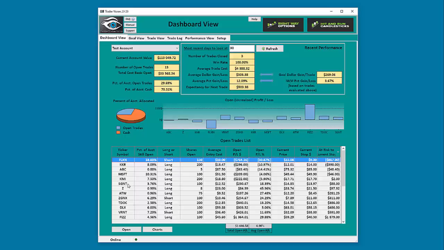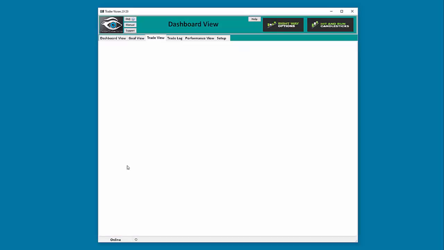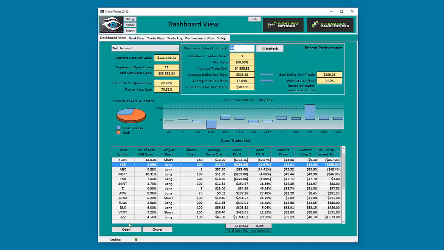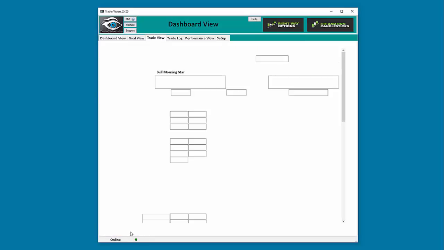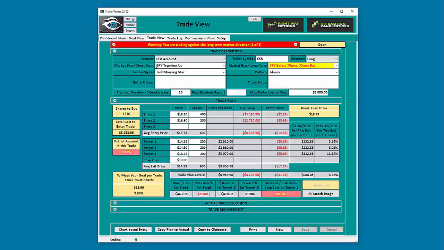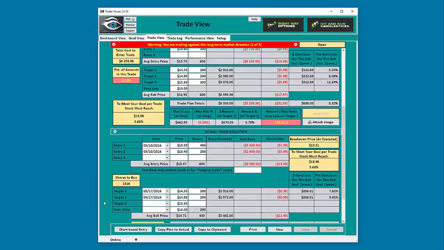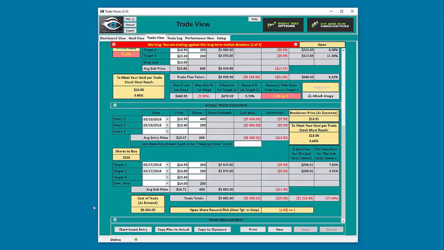Any trade that we wanted to open, we can either double click or we can select the open button having highlighted that trade. This takes us directly to TradeView and opens that particular trade up. We can then enter our adjustments, move our stops, enter orders that have taken place, or whatever is needed to be done.